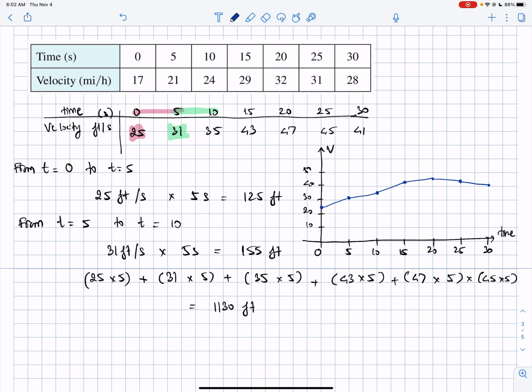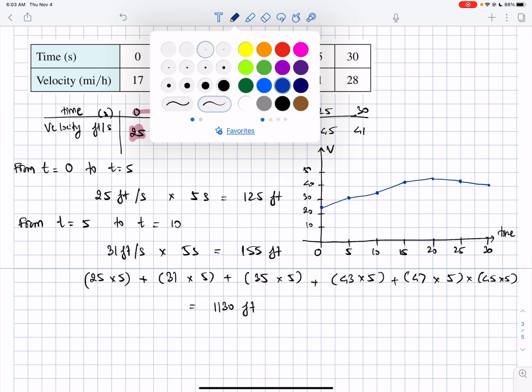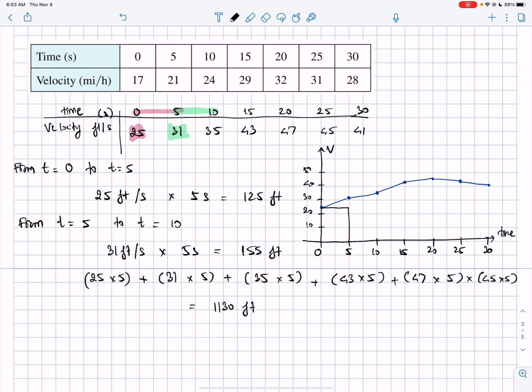And what happened is that we have rectangles with the width of 5 all the time. The first rectangle we use 25. So 25 is the height. And then the second rectangle is 31, so we use this point. And then we continue. The next one we use 35, and then the next one we are using 43, then 47 and 45.